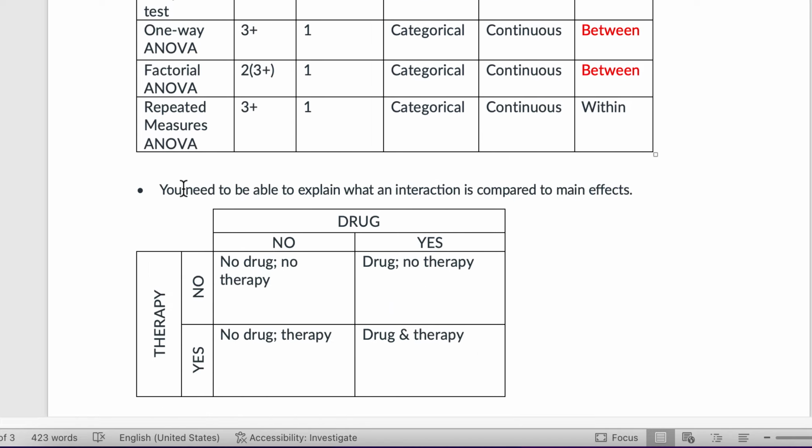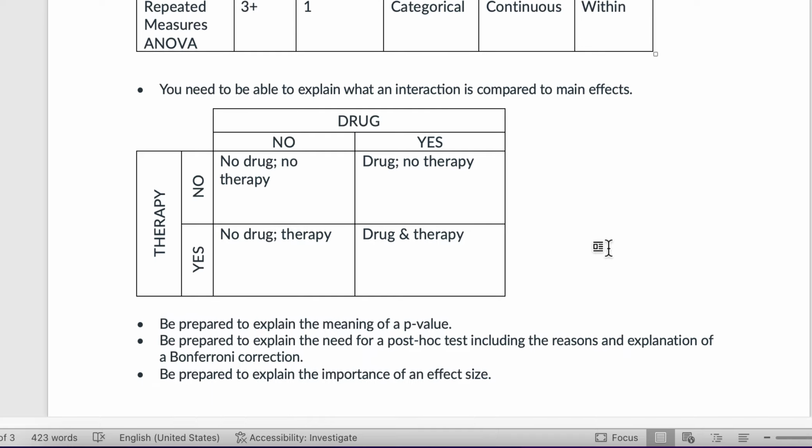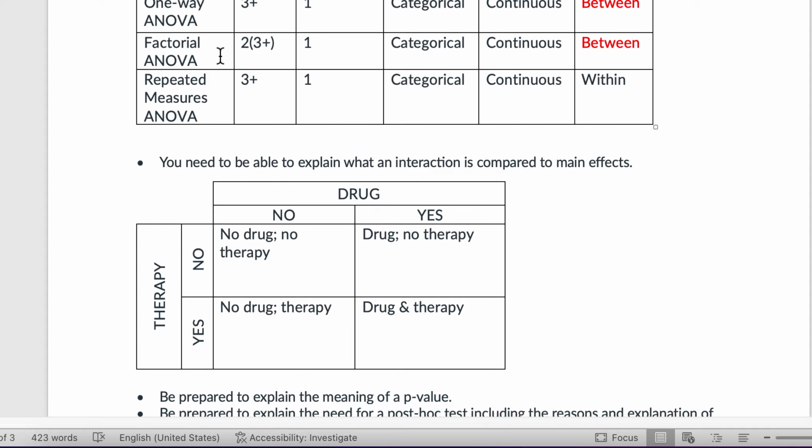Moving on, if you want to explain what an interaction is compared to main effects. Now, this was probably the most confused question on the review, so I want to clarify that a little bit too. So let's say I have a situation where I'm doing a study where you have anxiety and trying to see if drug or therapy helped anxiety or if there was an interaction between them. So you're going to end up with 4 groups. So again, this will be a factorial design.